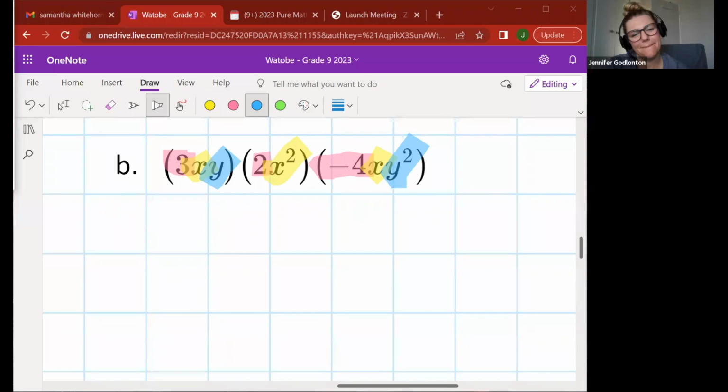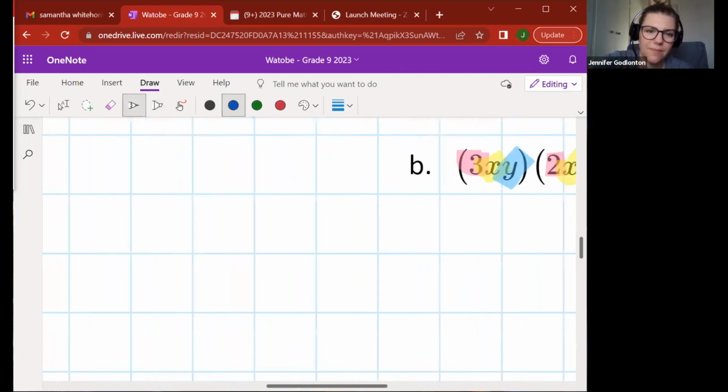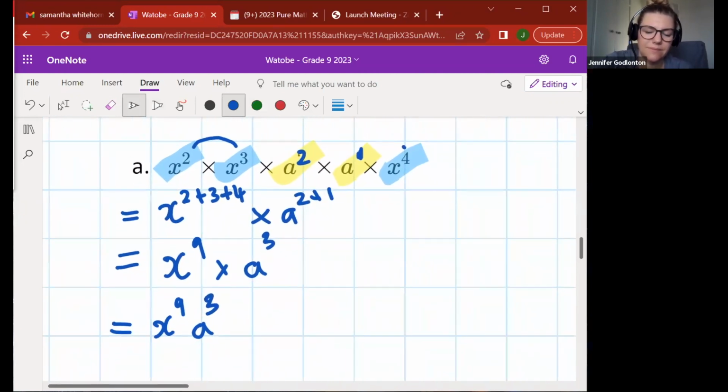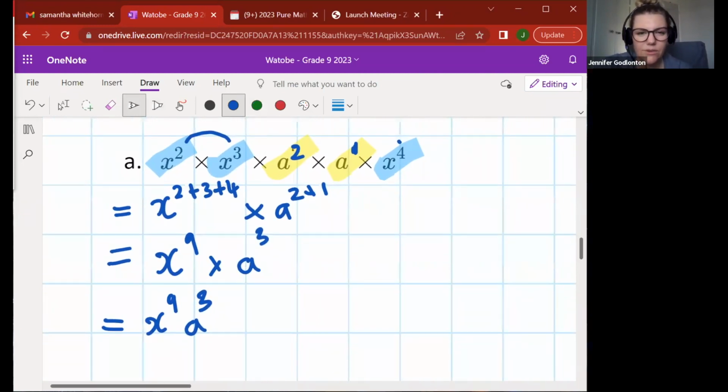Miss, I'm confused by the first one because I thought it's going to be 3x to the power of 9. So where's your 3 coming from? Miss, I took these 3's that were supposed to be multiplied, and then I said the word 3, and then I wrote 3x to the power of 9 because I added the exponents.